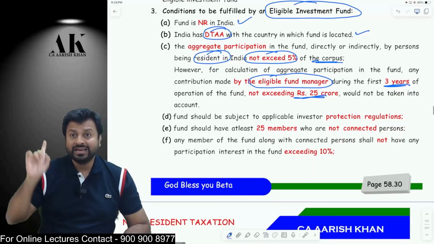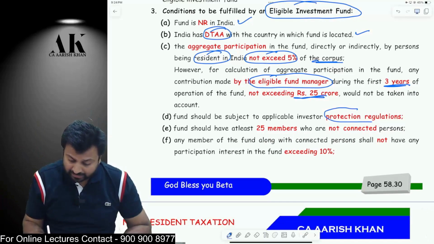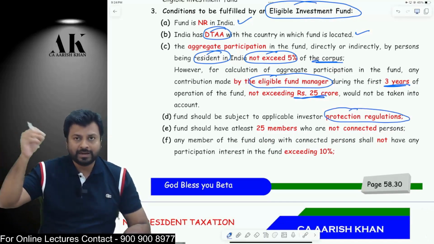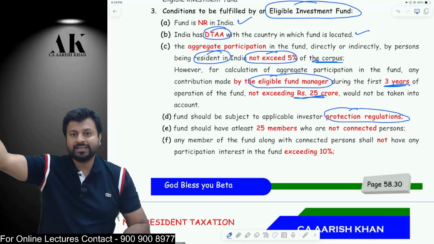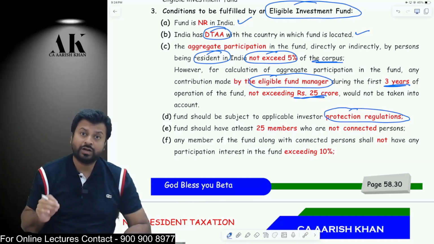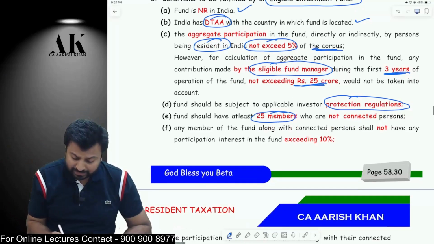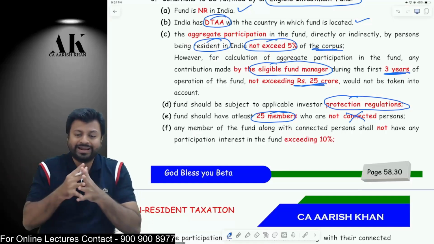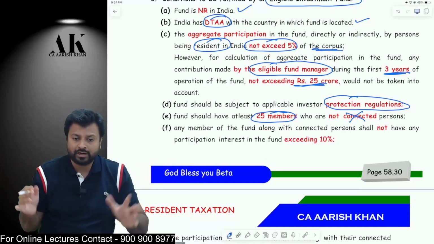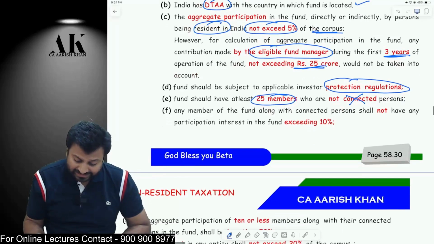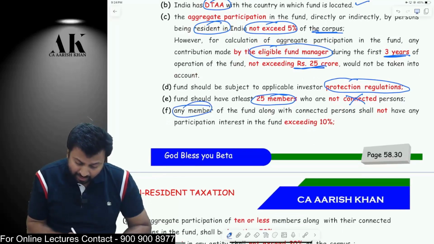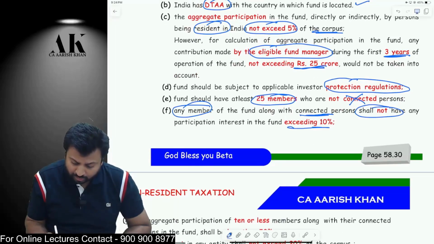The fund should be located in a country where there is an investor protection regulation like SEBI. In India, SEBI regulates all the funds. Similarly, in that country, there has to be some regulatory authority who should regulate the fund. Okay. Then the fund should have at least 25 members who are not connected to each other, who are absolutely unrelated to each other. They are not related parties. The fund should have at least 10 members. At least any member along with the connected person should not hold more than 10%.